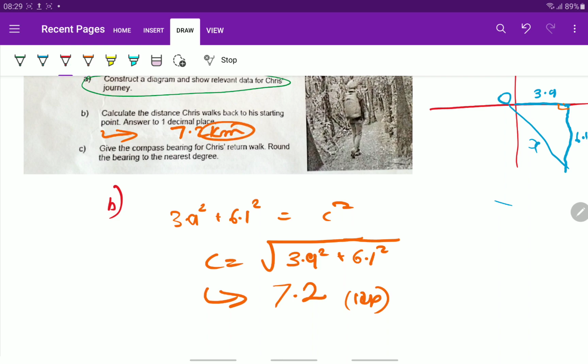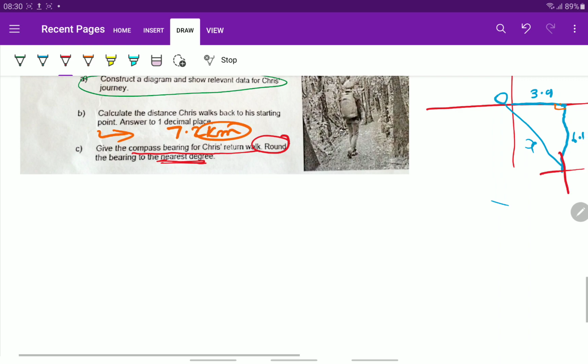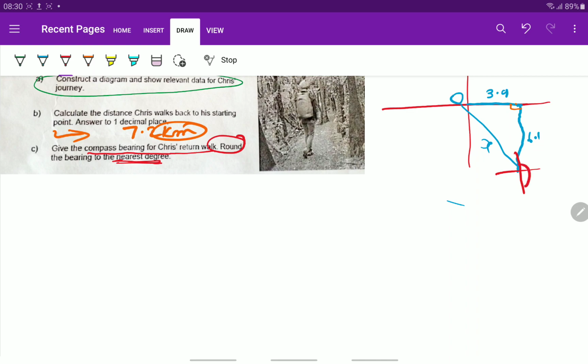Now let's look at the final question. I guess we can delete all this. So the final question: give the compass bearing for Chris's return walk. Round the bearing to the nearest degree. So here we can draw another compass and we can rotate this way. They're asking us to give the compass bearing for Chris's return.